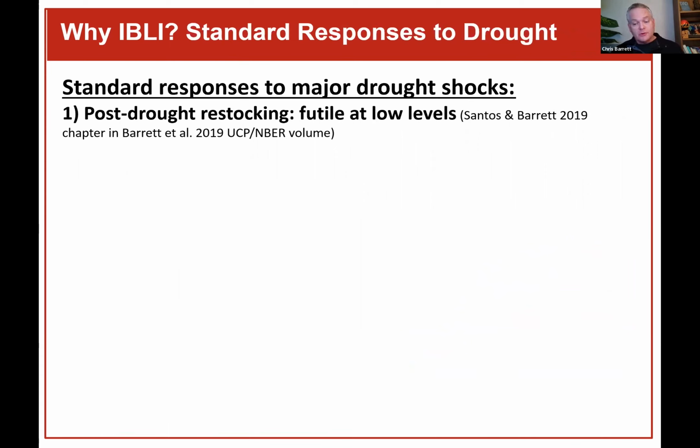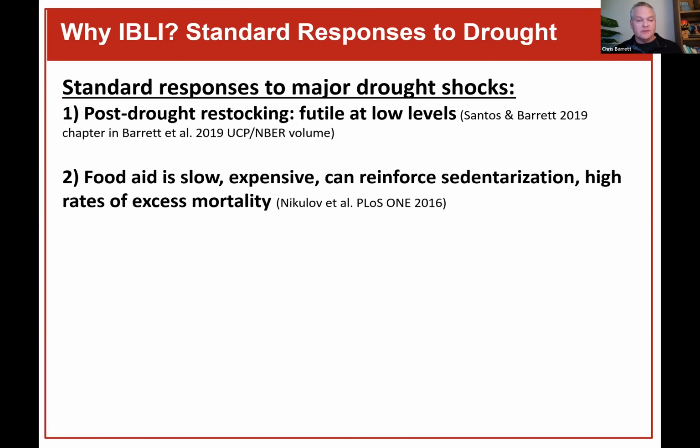Now, the usual responses that have existed in this region, first is post-drought restocking, simply providing another cow to households who have lost much of their herd. Without going into the details, that's ultimately a fairly futile exercise precisely because of the poverty trap mechanism. Households that have relatively small numbers of animals simply can't regrow their herds fast enough before the next drought hits and knocks them back down. So that's a fairly futile exercise if you're only providing one or two cows at a time to households.